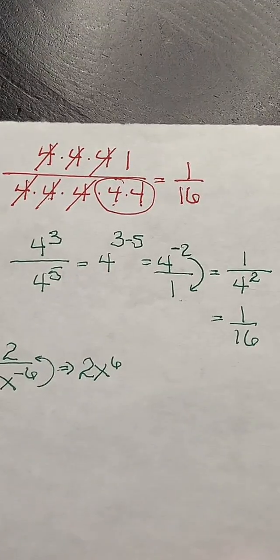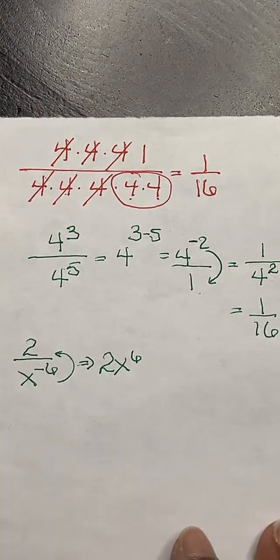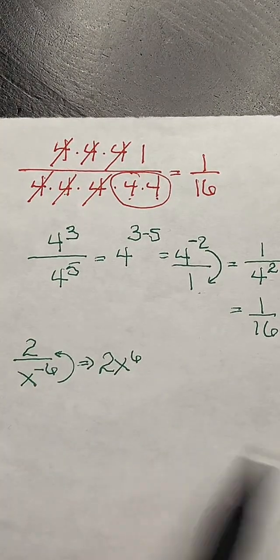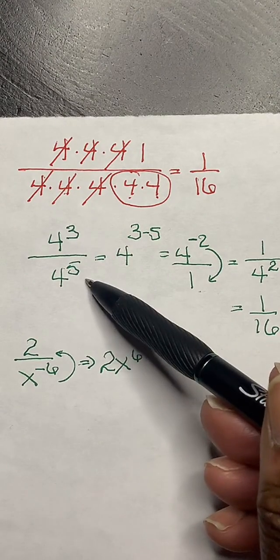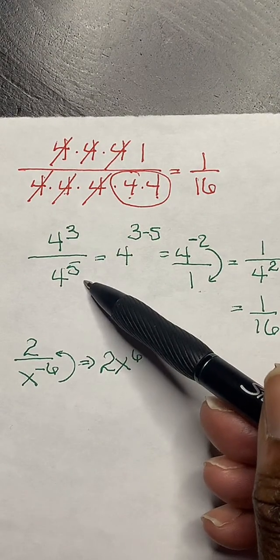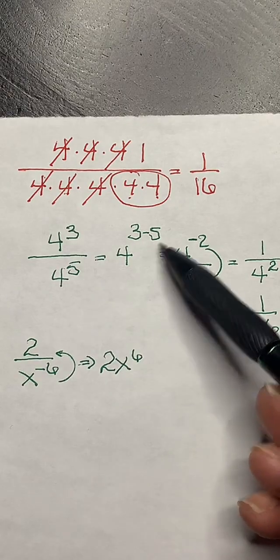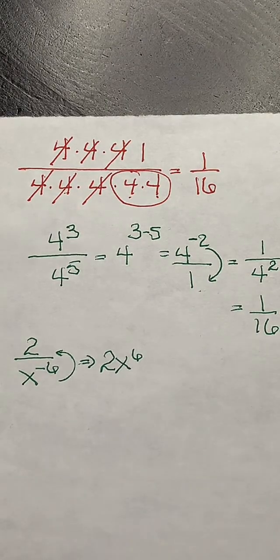Okay? But if you have time to do the expanded form, that's fine. You know that if I subtract 5 and 3, I'm going to have 2 left over down in the denominator. So instead of you dealing with the negative exponents, you can think of it that way.